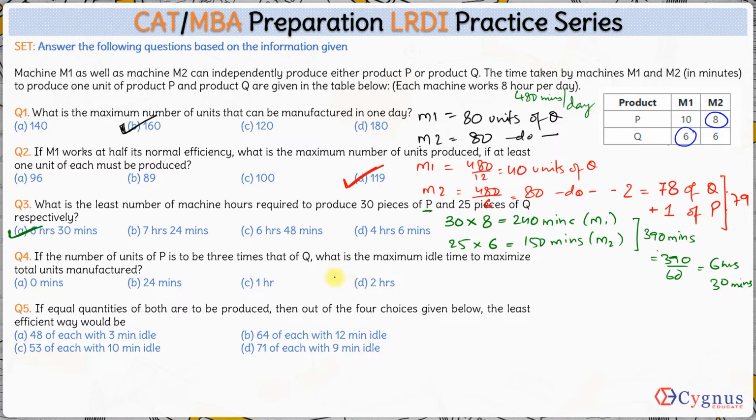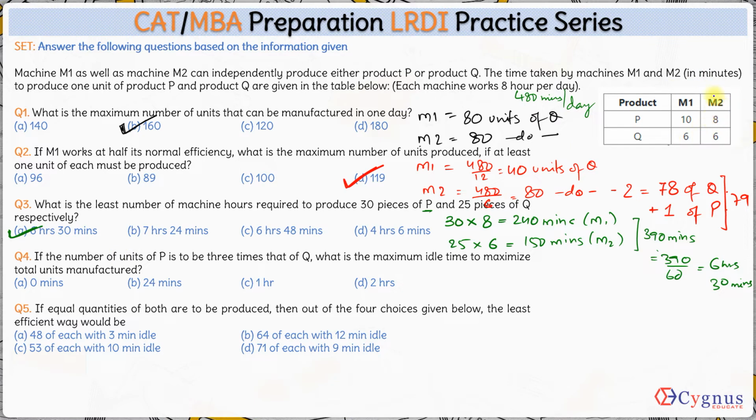Now here in this question we have: if the number of units of P is to be 3 times the number of units of Q, what is the maximum idle time to maximize total units manufactured? So we have to calculate the maximum possible idle time if the number of units have to be maximized, given the condition that the number of units of P has to be 3 times the number of units of Q. So we have to produce a lot more of P as compared to Q.